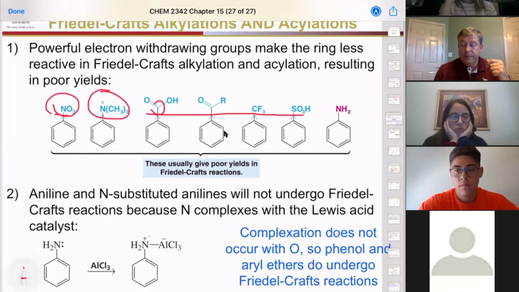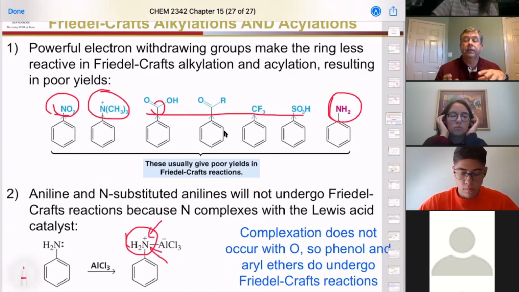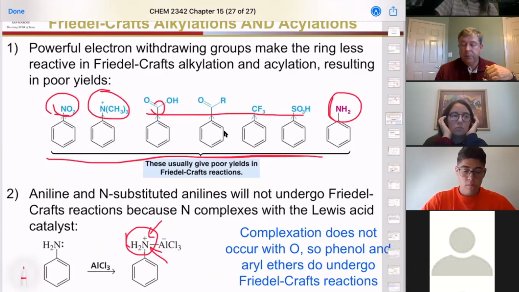Now, the reason for aniline is that aniline is a Lewis base and will immediately react with your Lewis acid and generate a charged species here. Now we have a charged species that's electropositive, and that pulls electron density out of the ring, okay? So in the case of anything with these electron withdrawing groups or aniline, they tend to be non-reactive or poorly reactive to the Friedel-Crafts reaction.